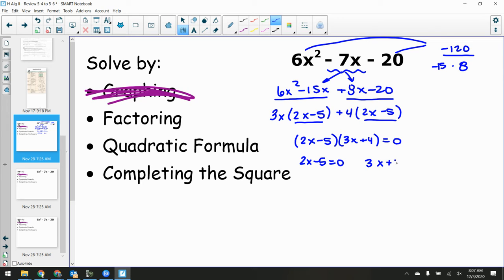And then 3x plus 4 equals 0. I add the 5, divide by 2, 5 halves, or 2.5. I subtract the 4, divide by 3, negative 4 thirds, or negative 1.3 repeating. Okay. We know the answers are 2.5 and negative 4 thirds. Go ahead and try to do the quadratic formula.